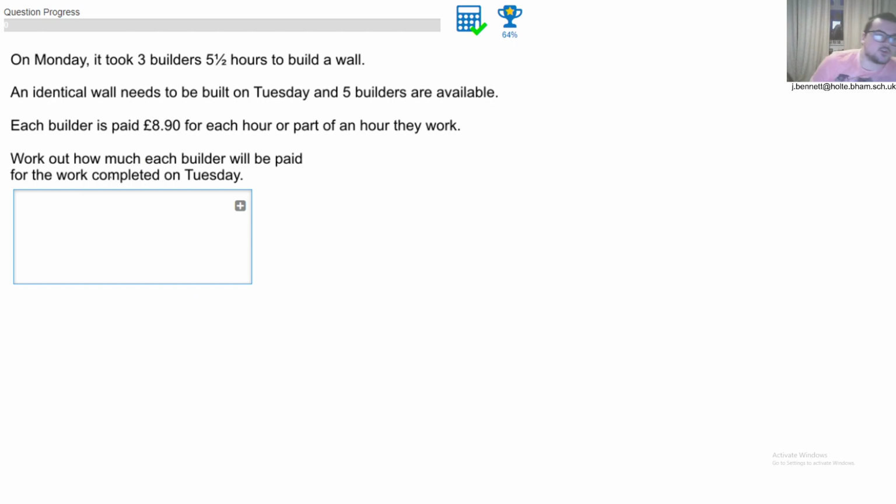On Monday, it took 3 builders 5.5 hours to build a wall. An identical wall needs to be built on Tuesday and 5 workers are available. Each builder is paid £8.90 for each hour or part of an hour that they work. How much will each builder be paid for the work completed on Tuesday? So, it takes 3 builders 5.5 hours. So this is an inverse proportion. This first bit is inverse proportion.